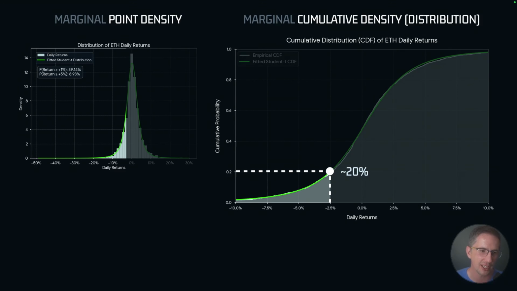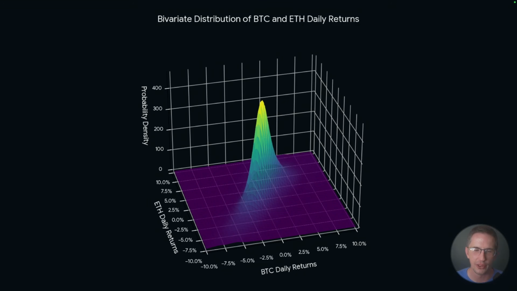So we're going from the chart on the left with this sort of green spike to this chart over here where we have Ethereum on the x-axis, Bitcoin on the y-axis, and density on the z-axis. What's the probability of them jointly reaching these numbers? So for example, we could look here at 1% and 1%, and if you follow your eye up the mountain, you'd see that probability is extremely high.